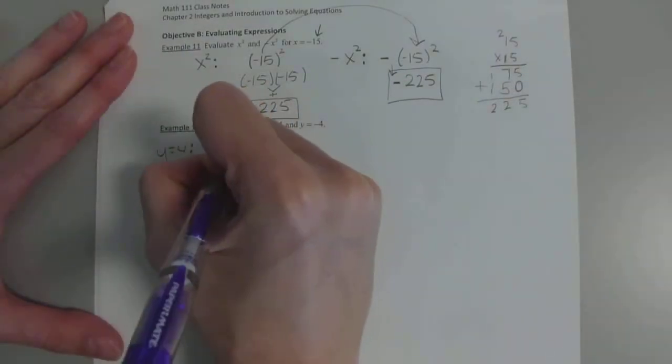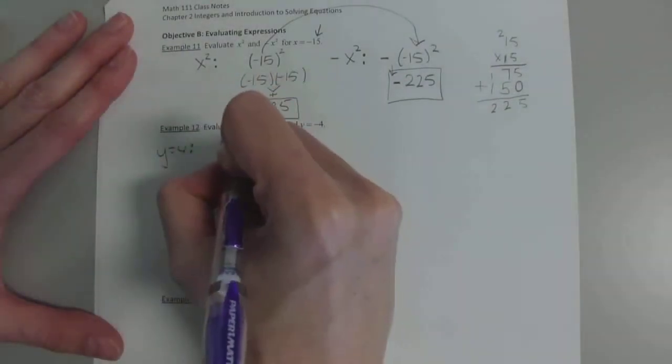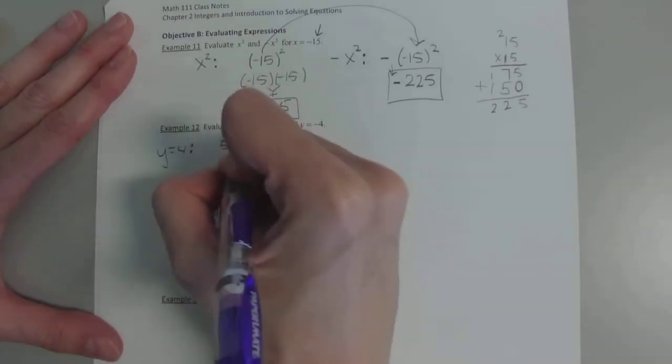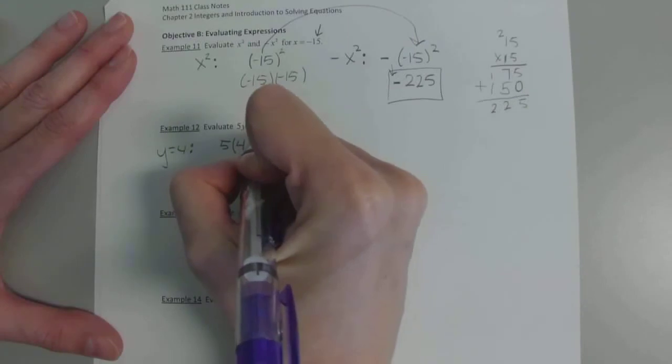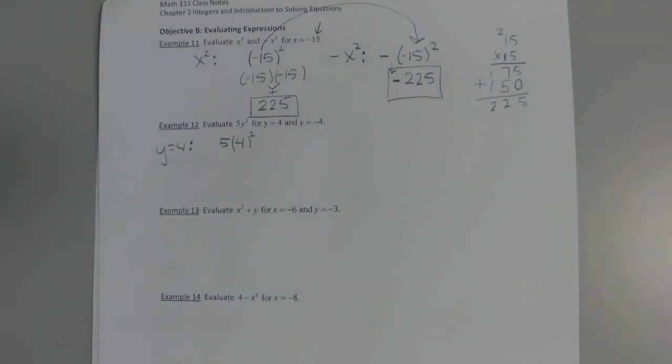Who's hanging out? The 5. What is this when they're shoved next to each other? Multiplication. And what are we plugging in for y? 4. But what do we have to do to our y? Square it, right? Does that look okay as far as plugging it in? The 5 stays the 5. The y is a 4. And what do we have to do to that 4? Square. All right.